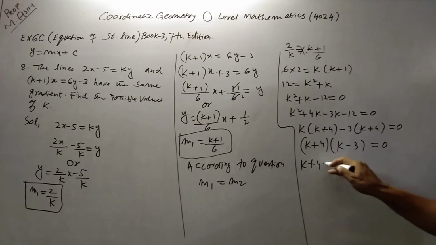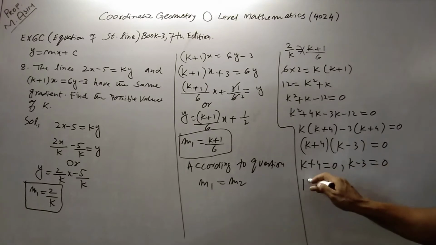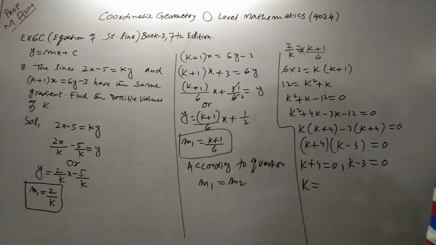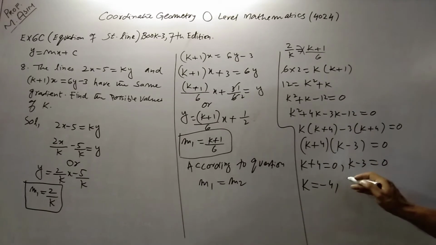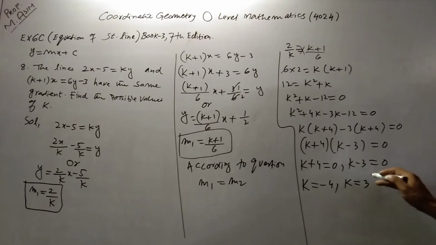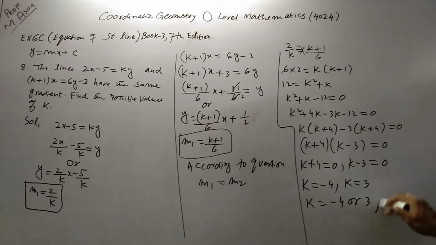k plus 4 is equal to 0. k minus 3 is equal to 0. k is equal to, if you move 4 on the other side, it will become minus 4, minus 3 on the other side, it will become k equals 3. So the answer is k is equal to minus 4 or 3. This is our final answer. Hope you understand this question.